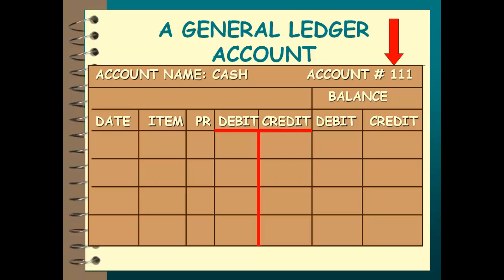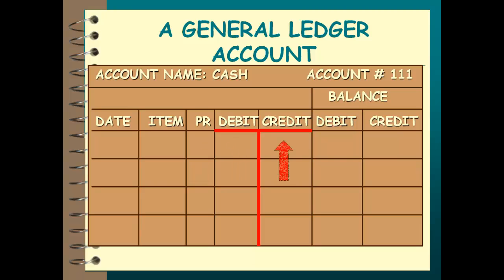All right. And then we have the account number over here. We have a column for the date. We have a column for the item and PR. We'll talk about those. But then do you see the big T in the middle? You see the big T? Really, it's a T account then. We write the account title at the top. We have debits on the left, credits on the right.